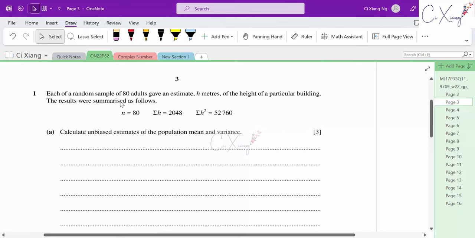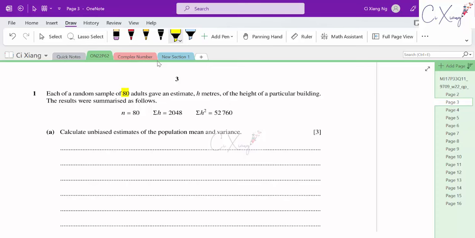It is given that we have a random sample of 80 adults, and we have the estimate of the heights of the adults in h meters. These are the results that we have, where n equals 80, summation of h equals 2048, and summation of h squared equals 52760. They want us to find the unbiased estimates of the population mean and also the variance. So the keyword for this question will be unbiased estimates.